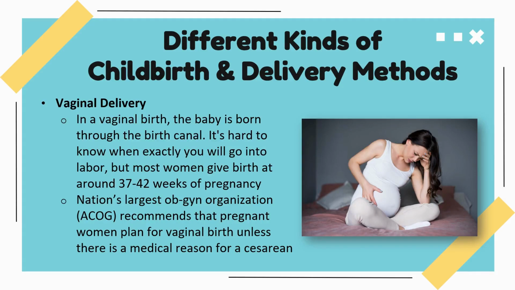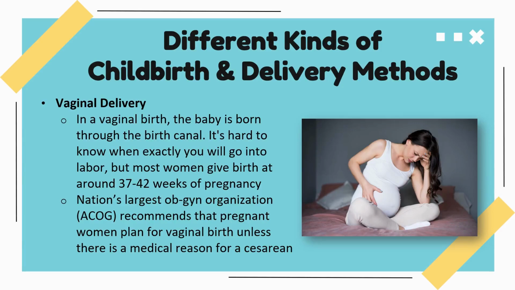We try to encourage women to pick C-sections if it's for a medical reason versus elective, but that's part of living in a wonderful country where you have choices and options, and we give you informed consent and you are respected for the choice you make. With a vaginal delivery, the baby is born through the birth canal. A normal healthy term pregnancy is 37 to 42 weeks gestation, and that's the range where most women will go into labor. And there's just choices, there's options.